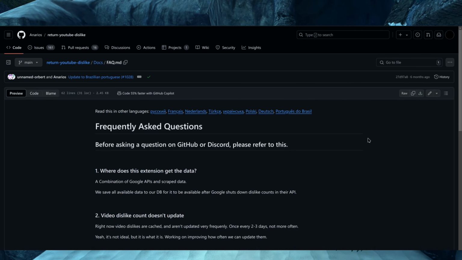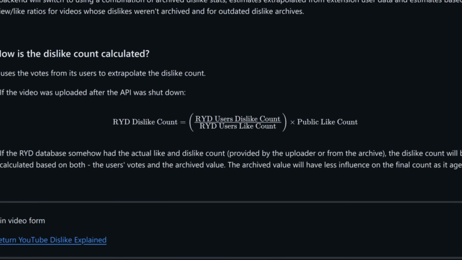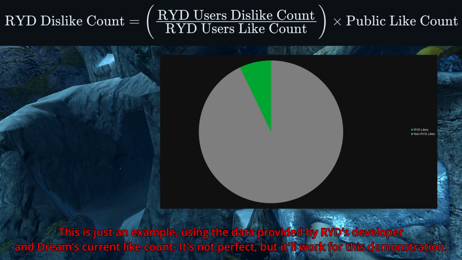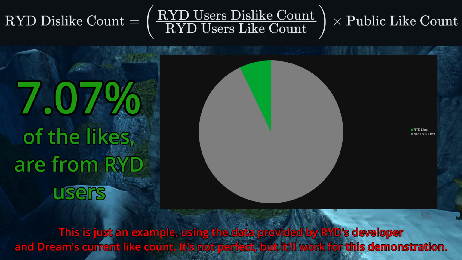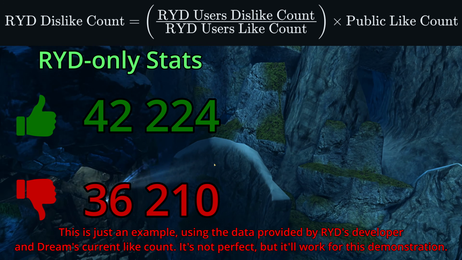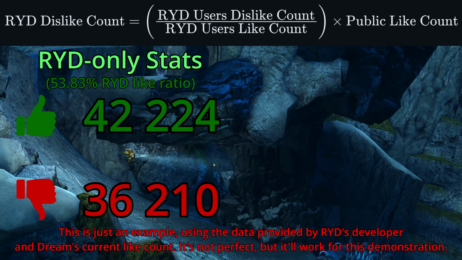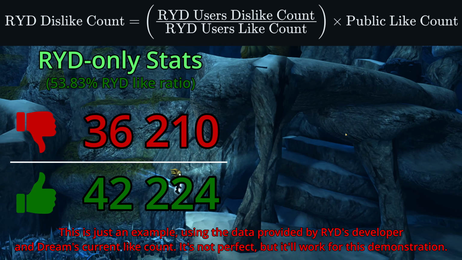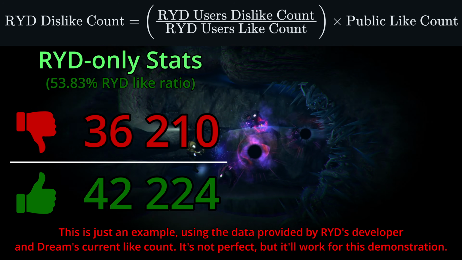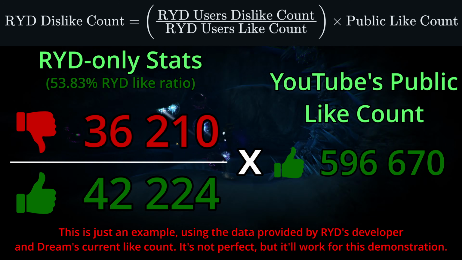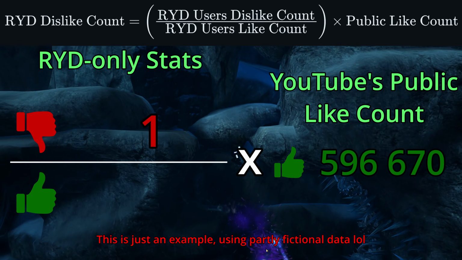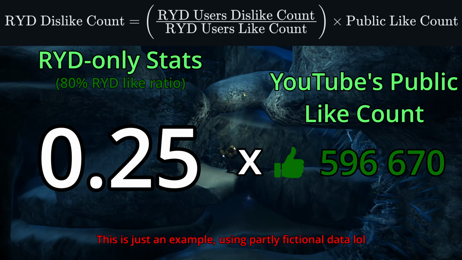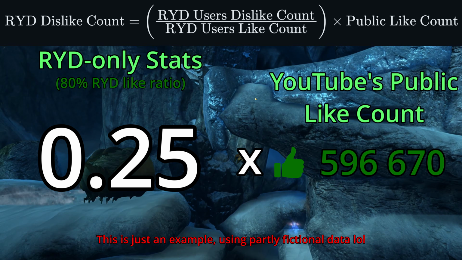Well, if you look into the GitHub FAQ, you'll find this formula. It's very simple. Some portion of the total viewers of a video uses this extension. The extension collects information on how many of its users liked or disliked a certain video. This data would then be used to calculate the amount of dislikes per any given like of the extension and multiply it by the total amount of likes. If there was 1 dislike per 4 likes, it would multiply the total like count by 0.25 to get an estimate of how many dislikes there are.